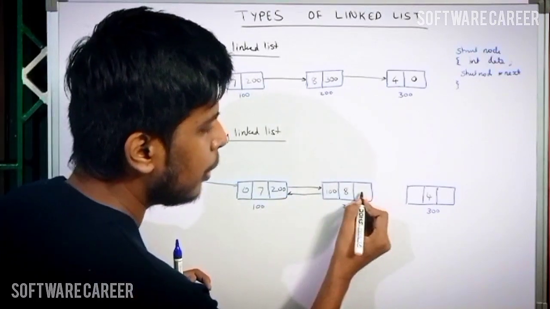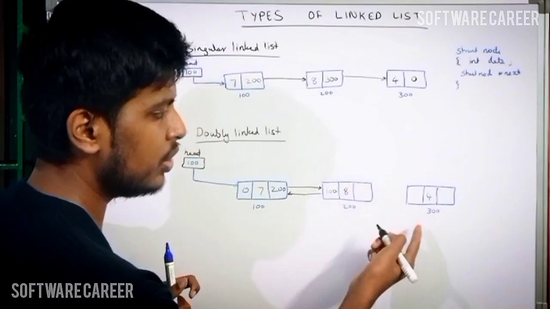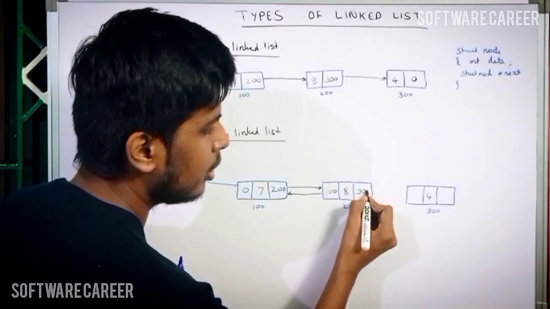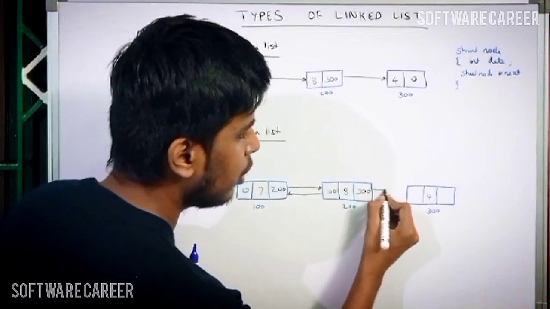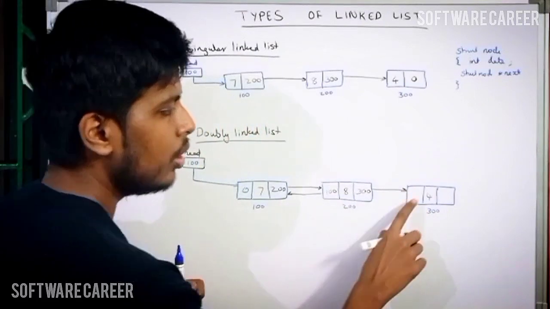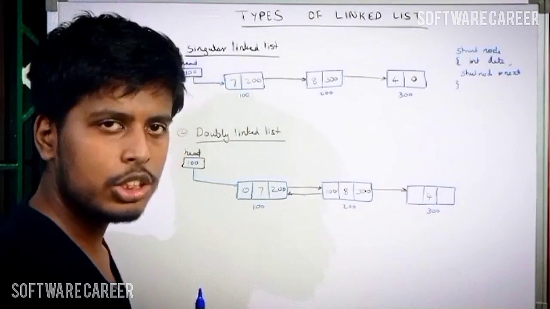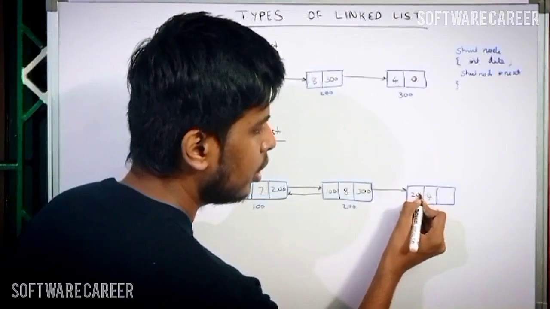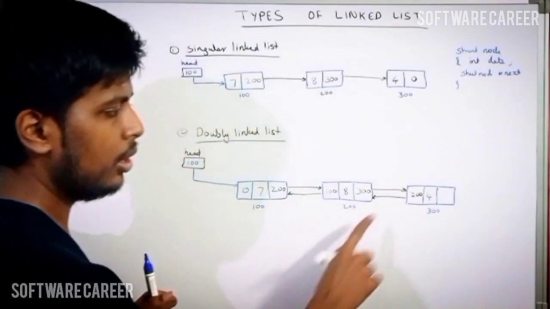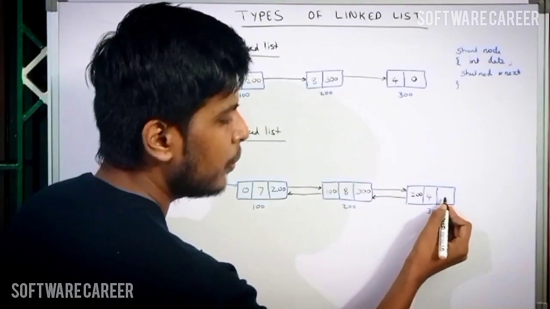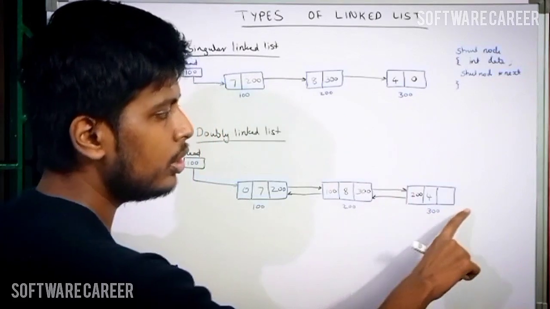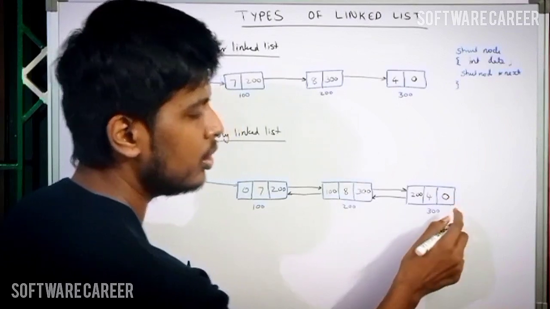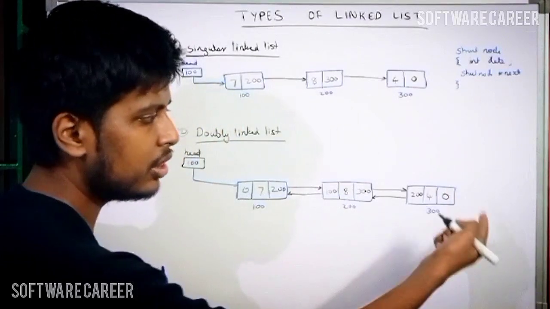Now this part is for the next node, which stores the address of the next node. The address of the next node is 300, so I am writing 300. Now it creates a link in the forward direction. Now this pointer part stores the address of the previous node. The address of the previous node is 200, so I am writing 200 here. So I am creating another link in the backward direction. Now this is the last node. No element is present after this. So this pointer stores the address 0, because this pointer stores the address of the next node and no next node is there.